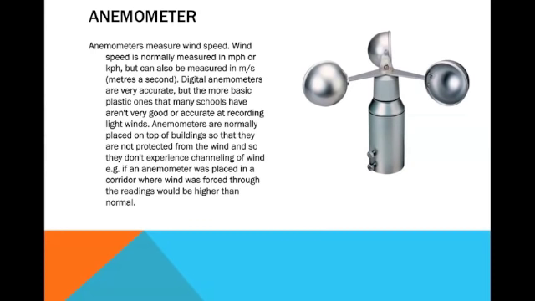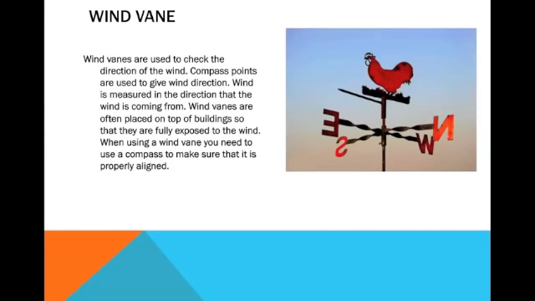Anemometers are normally placed on top of buildings so that they're not protected from the wind and so they don't experience channeling of wind. For instance, if an anemometer was placed in a corridor where wind was forced through, the readings would be higher than normal. Okay. Then we've got a wind vane.